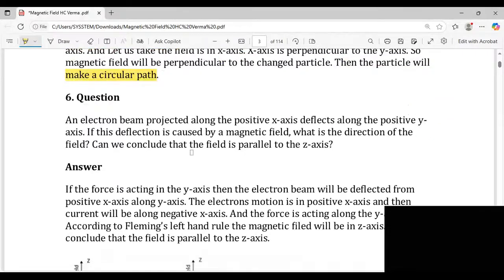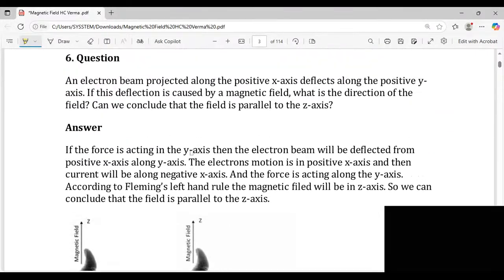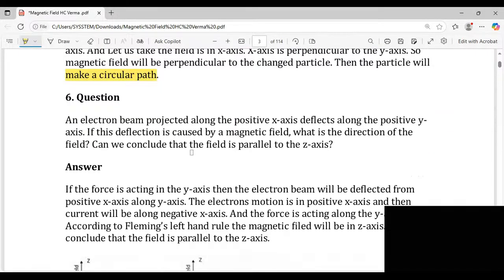Let's see question number 6. All of these are theoretical questions. ये सारे के सारे critical questions हैं. An electron beam projected along the positive x-axis deflects along the positive y-axis. If this deflection is caused by a magnetic field, what is the direction of the field?